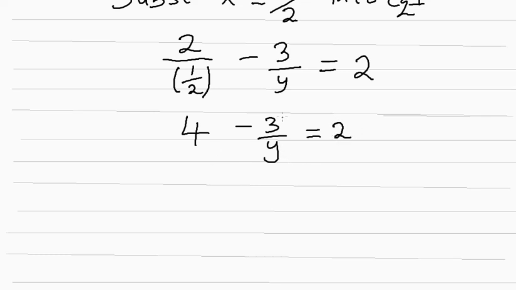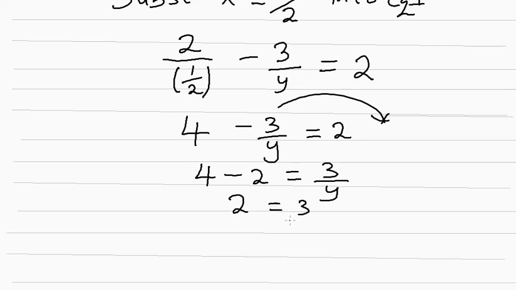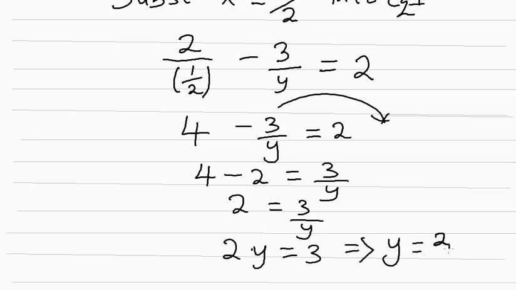Collecting terms, I can decide to move this to this side and then move 2 to the other side. So that's going to be 4 minus 2 is equal to 3 over y, because minus 3 over y goes to plus 3 over y. So 4 minus 2 is 2, equal to 3 all over y. At this point, you can cross multiply. Cross multiplying, I'm having 2y is equal to 3. So y is going to be equal to 3 all over 2, or one whole number, 1 all over 2. As simple as that.